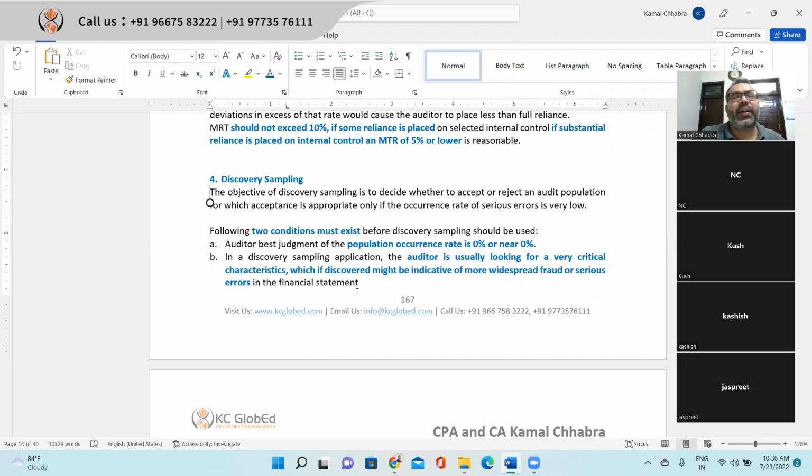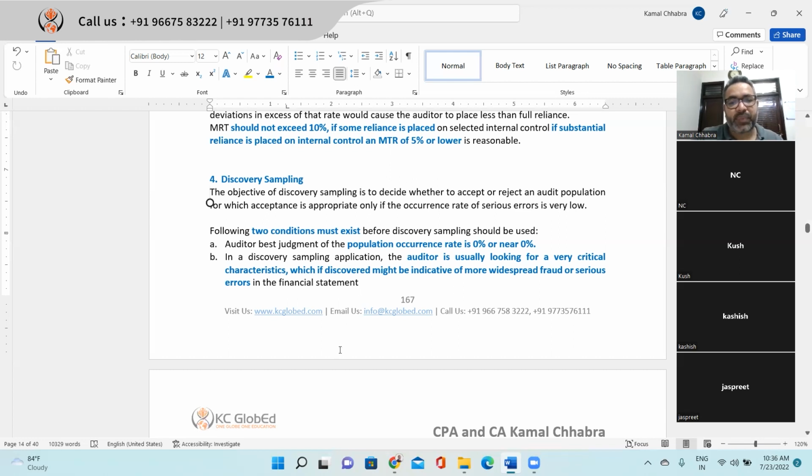I know in traditional audit we are not using discovery sampling much, but now with data analytics coming into the picture, we are using it more. The objective of discovery sampling is to decide whether to accept or reject an audit population. Because when you do data analytics, you have the entire population in front of you, and you can do an overall assessment of the population, whether it is right or not, right?